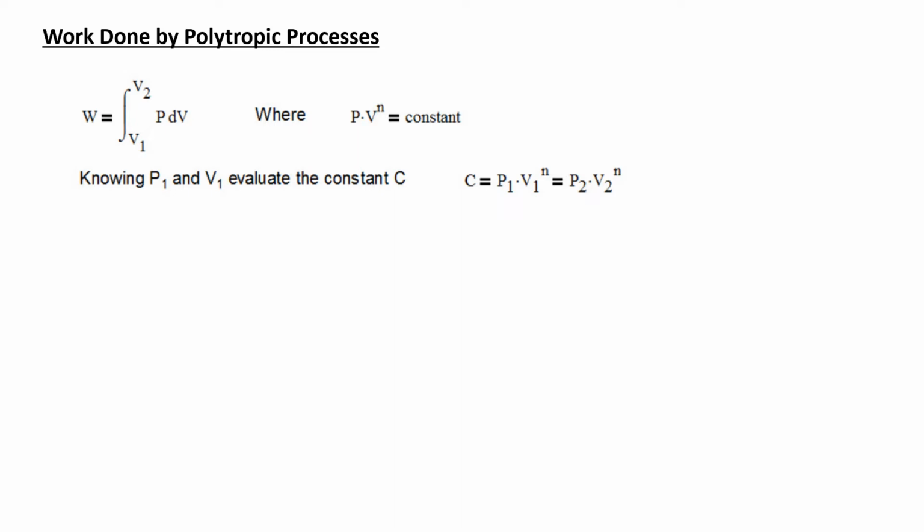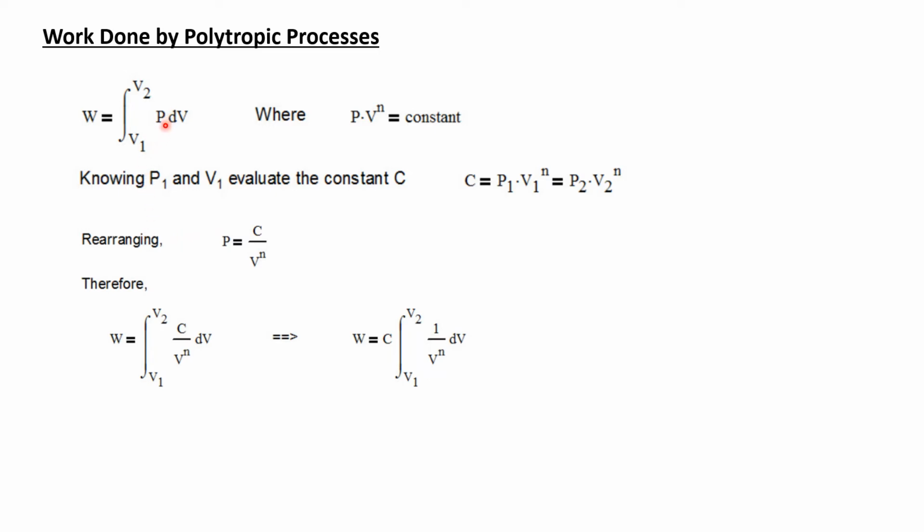So let's calculate the work done by a polytropic process. We can write that work is the integral from V1 to V2, that's the volume at state 1 to the volume at state 2, of P dV. And remember, P times V to the n power is a constant. That's the basic equation for any polytropic process. So if we know P and V, we can solve for the constant C. So we can write C in a couple of ways. We can say it's P1 V1 to the n power, or P2 V2 to the n power.